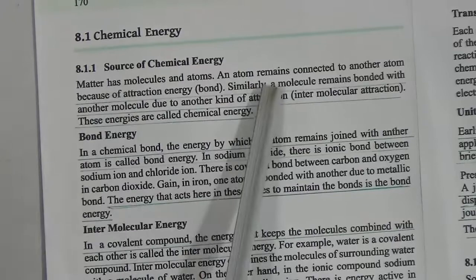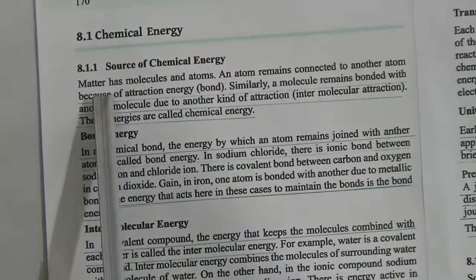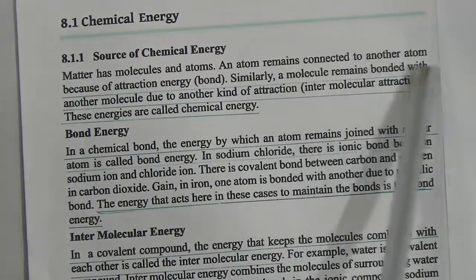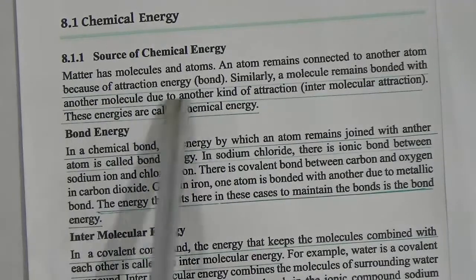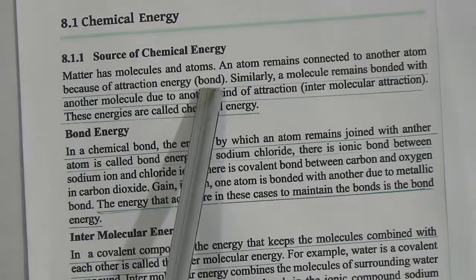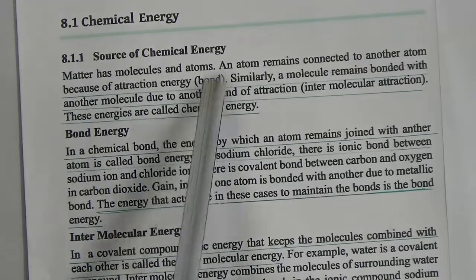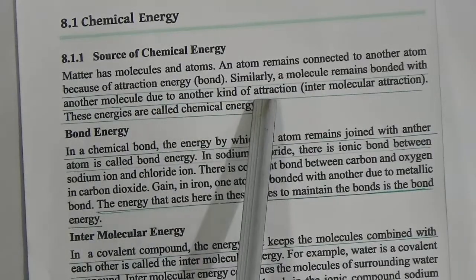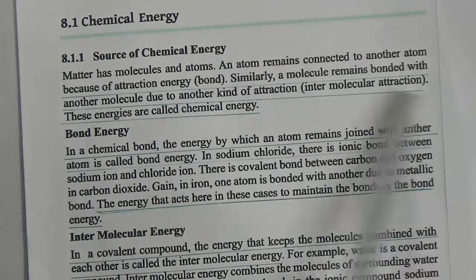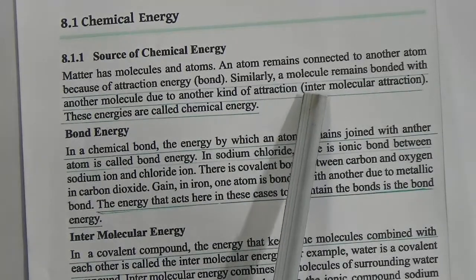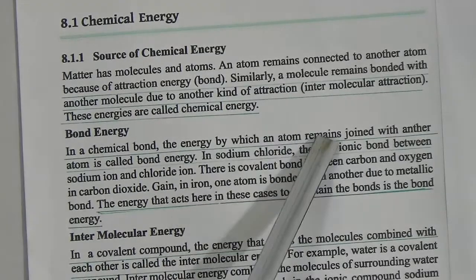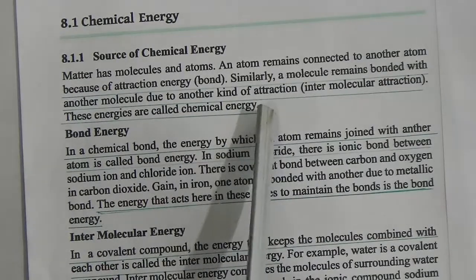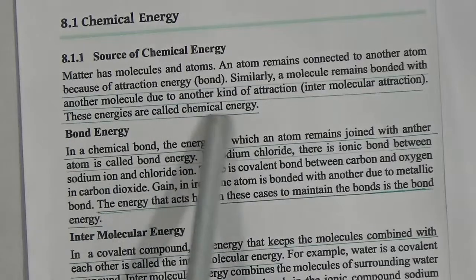The source of chemical energy is the first point. Matter has molecules and atoms. We all know this. An atom remains connected to another atom because of attraction energy, and this is the bond. This bond is the main source of energy. Similarly, a molecule remains bonded with another molecule due to another kind of attraction, that is intermolecular attraction. That is also another source of energy. That means when we break down any chemical, we get that bond energy as the source of all energy. This energy is called chemical energy.